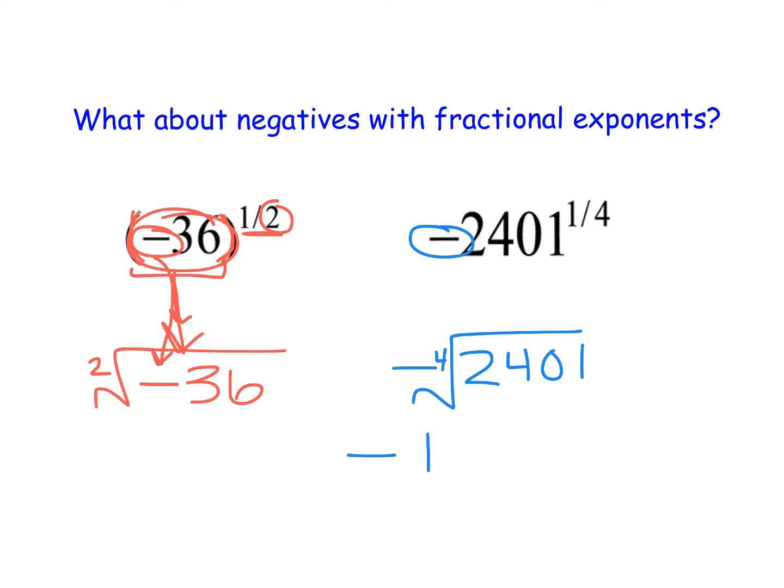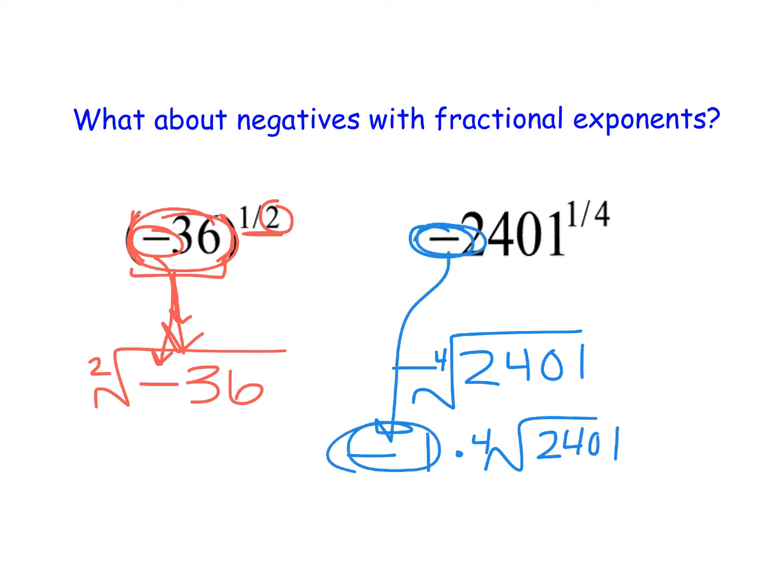And it really means negative 1 times the fourth root of 2401. So negative on the outside means negative 1 on the outside. Negative on the inside means negative on the inside of the root. So as you translate these from fractional exponents to roots, be very careful. The placement of that negative sign communicates where it goes in relation to the root.